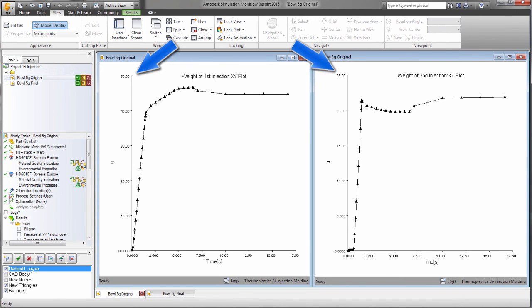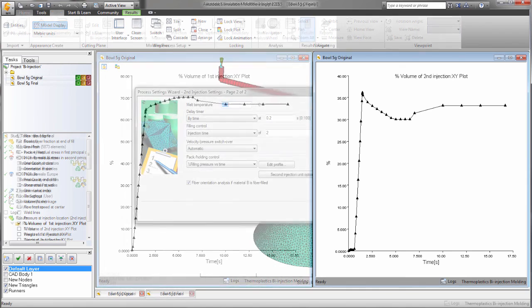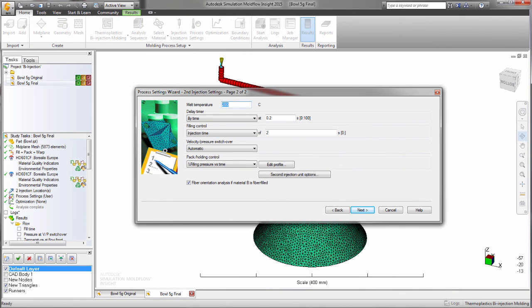We can look at the weight distribution or the volume distribution. From both results, it's clear that there is far more of the first material than of the second. Assuming that we want a more even distribution of the two materials, we can adjust the parameters and see the effect on the molded part.